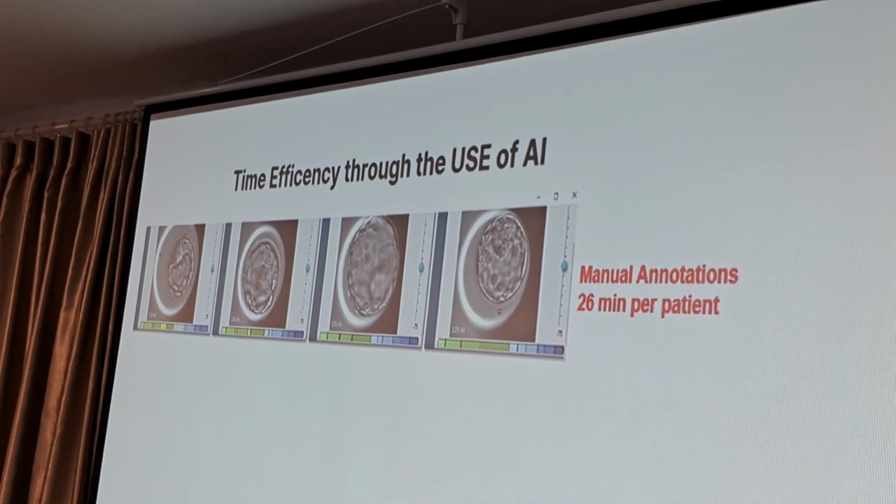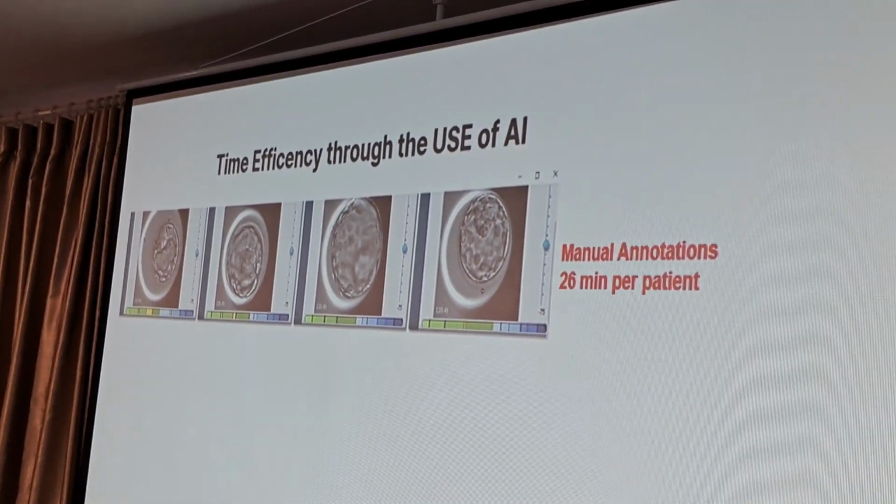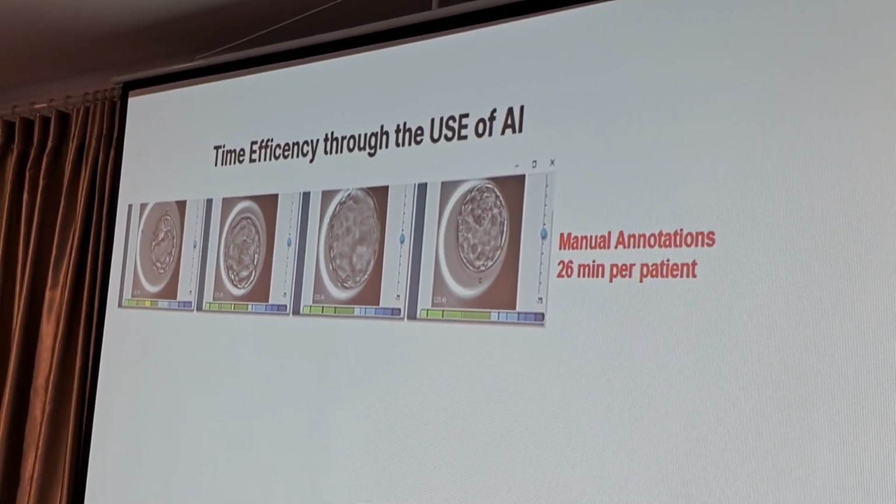So let's talk about the efficiency of the AI. This was a clinical setting where they analyzed embryos through manual annotation, and it takes about 26 minutes per patient if we say that each patient only has 6 embryos.